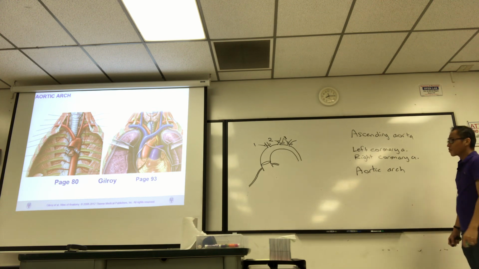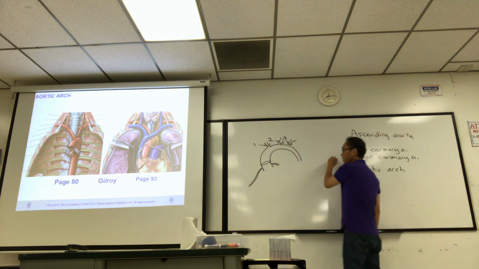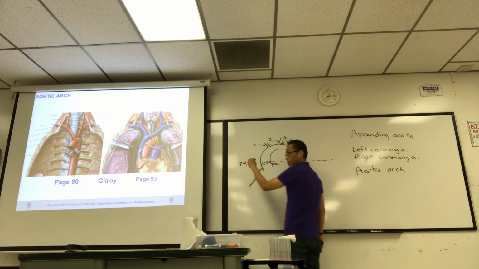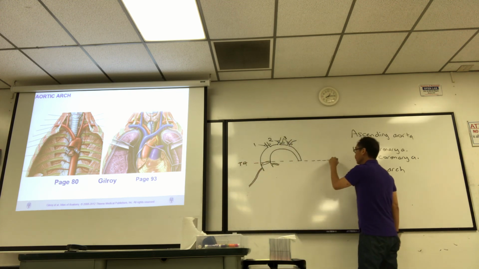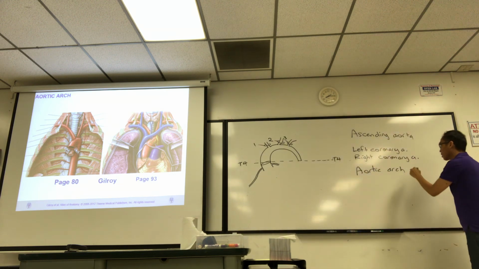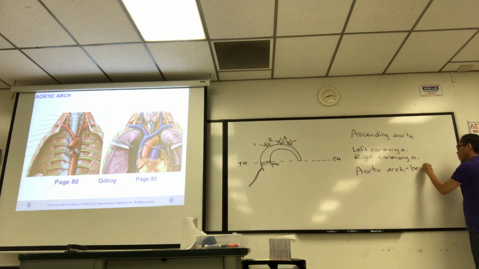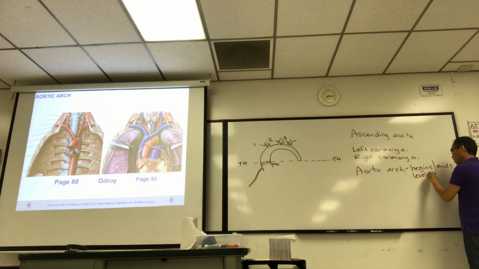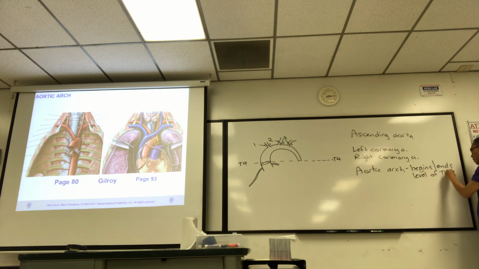Well, the aortic arch, if I were to draw a line here, it's about the level of T4 vertebra. So it begins and ends at about that level, the level of T4 vertebra.